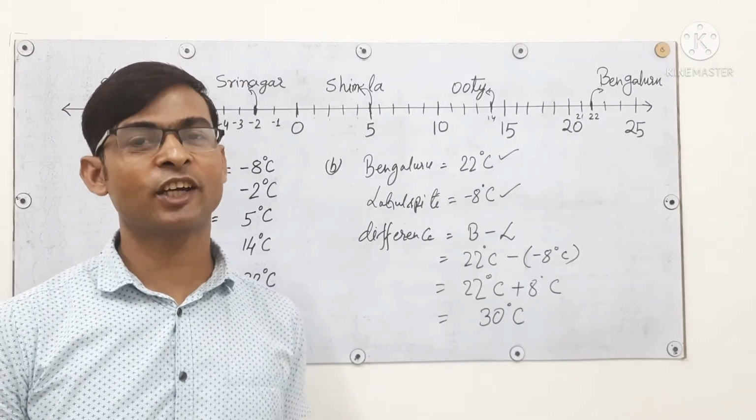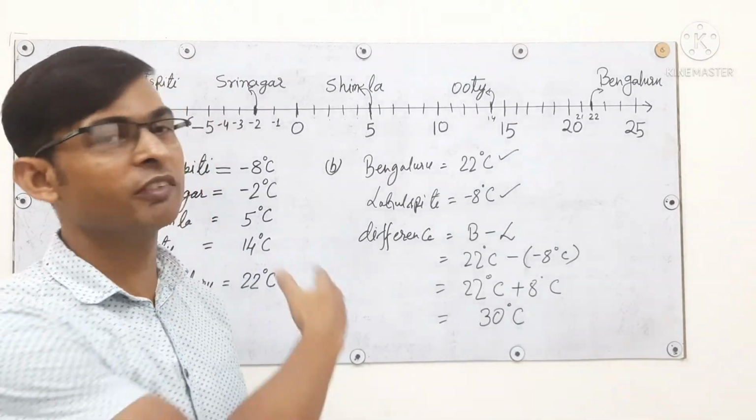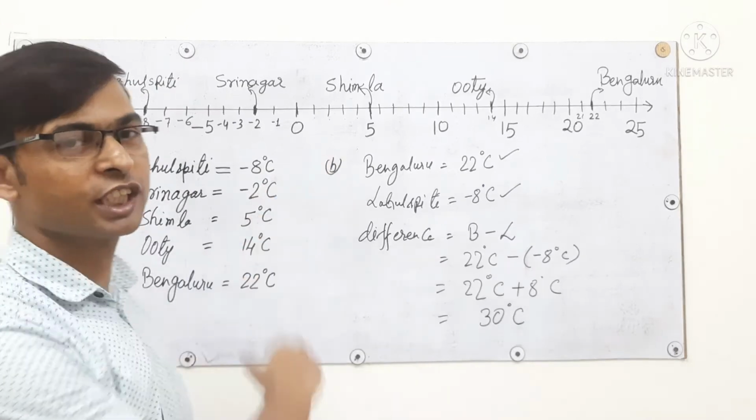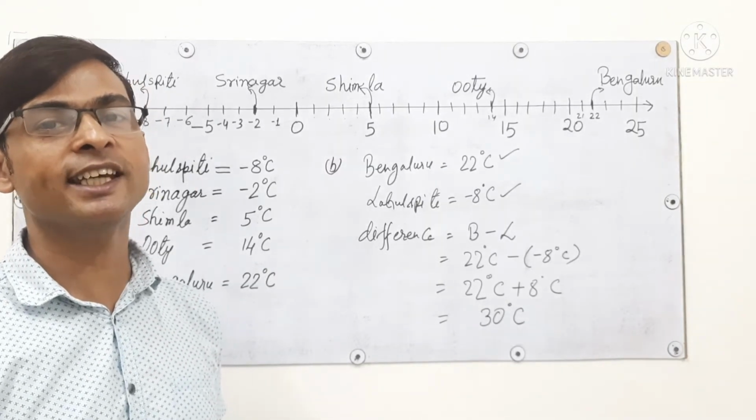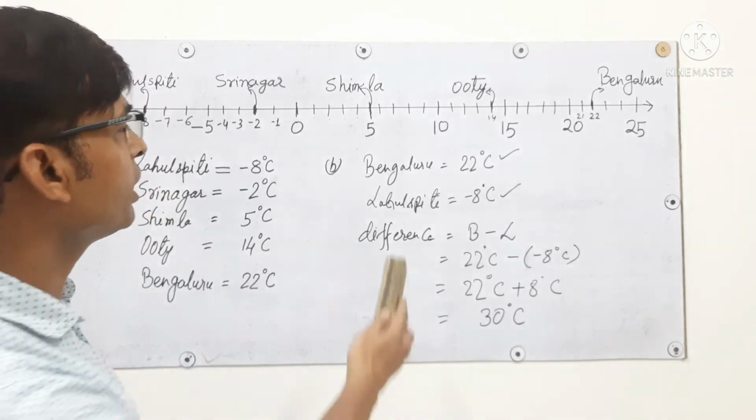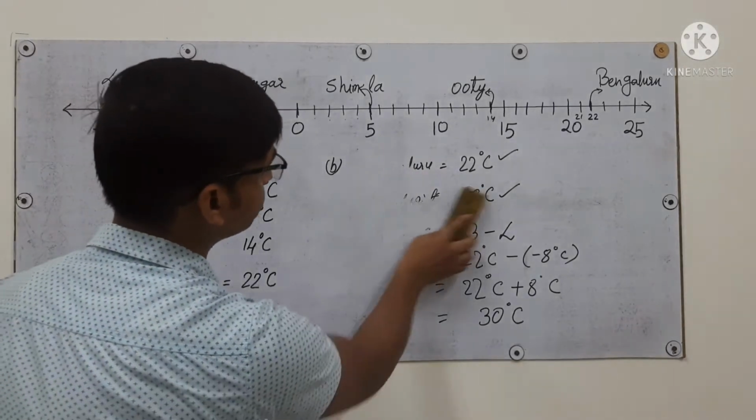Okay students, I hope you have no problem in solving question number A and question number B. These are very easy questions. Now we will do C and D. I am just rubbing out question number B here.